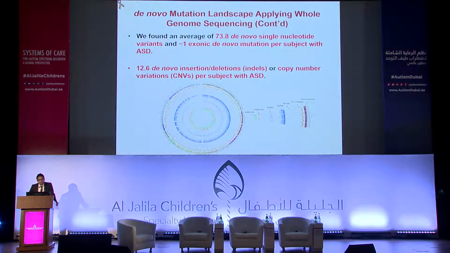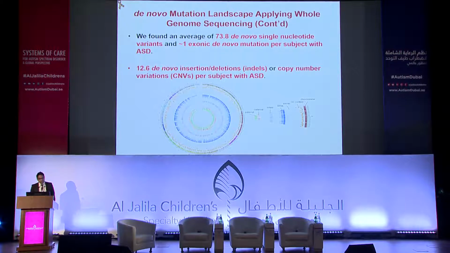From a whole genome, how many de novo mutations can we have? It's 73.8 to be exact. That's the de novo single point mutations we have. And from these 73, one is exonic. So anybody, not just kids with autism, any normal person in this audience has one exonic de novo mutation that you carry and your parents do not. We also have 12.6 de novo insertions and deletions and large copy number variation changes in our genome.